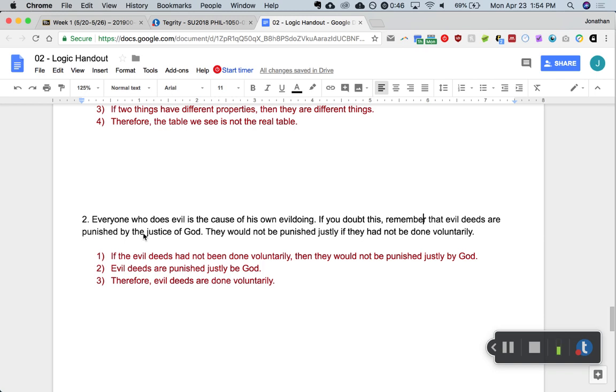So this is a great example of a modus tollens type of argument. The form is valid. It's a valid form of argument. So if you disagree with the conclusion, which we'll look at later when we get into free will, that evil deeds are done voluntarily, then you have to deny one of these two premises in Augustine's argument.